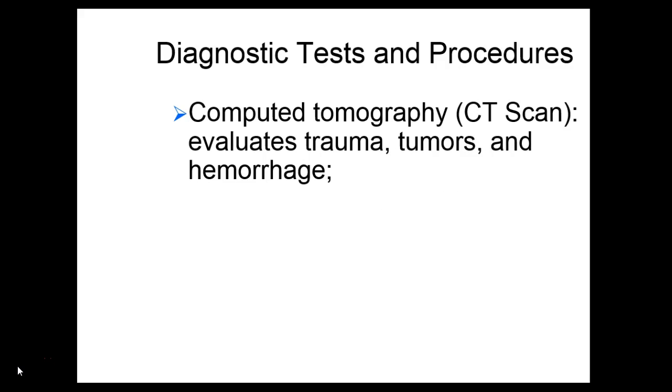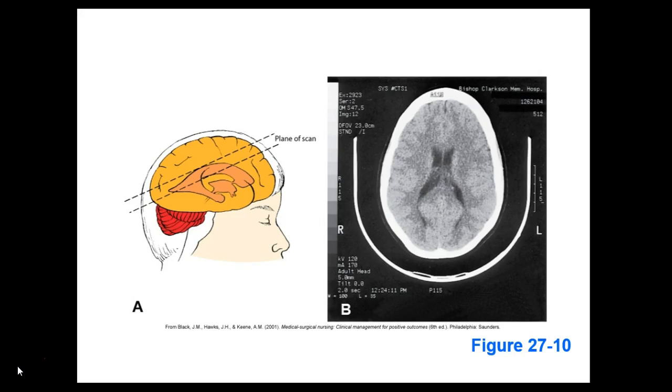Then we have the computed tomography or CT scan, which is done to evaluate trauma, tumors, or check for hemorrhage. Here you see an example of a CT scan. It can give you an indication or picture of slices of the brain, so you can determine if there's any tumor or hemorrhage going on.